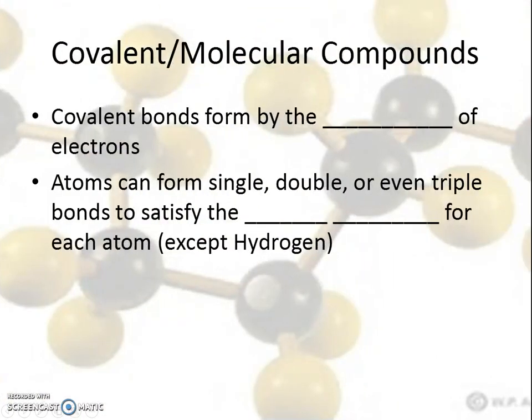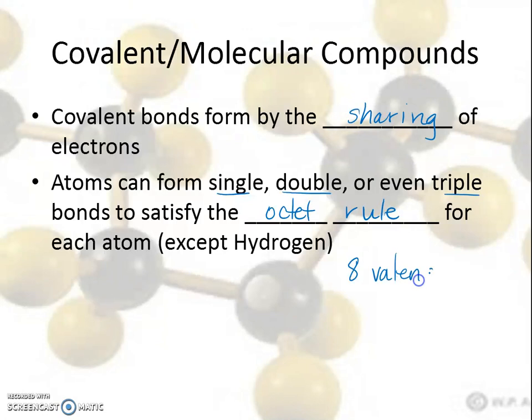All right, so in a molecule, which would be a covalent or a molecular compound, these are formed by the sharing of electrons. Atoms will share to form a single, a double, or a triple bond to satisfy the octet rule for each atom, except for hydrogen. What's the octet rule? 8 valence electrons. So they're still trying to be just like the noble gases, but instead of transferring and trading electrons, they're now sharing them. And that's where the electronegativity comes into play.